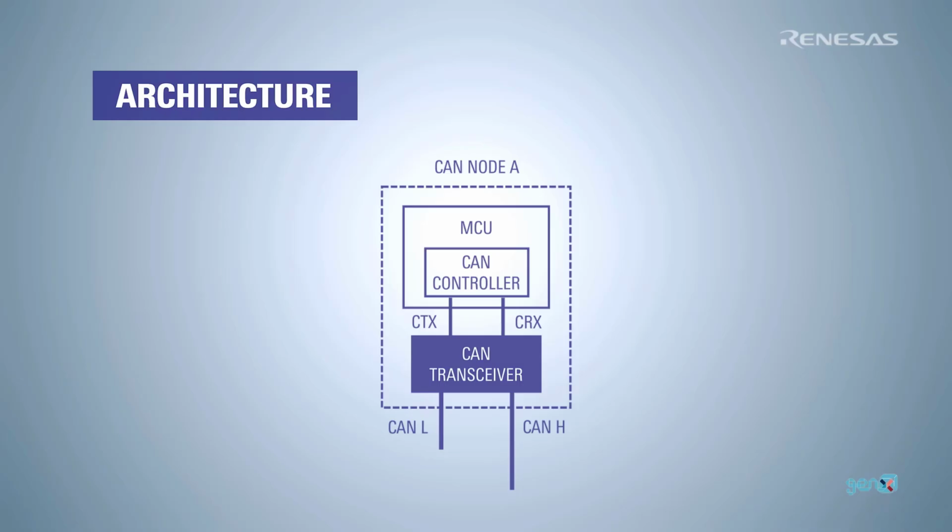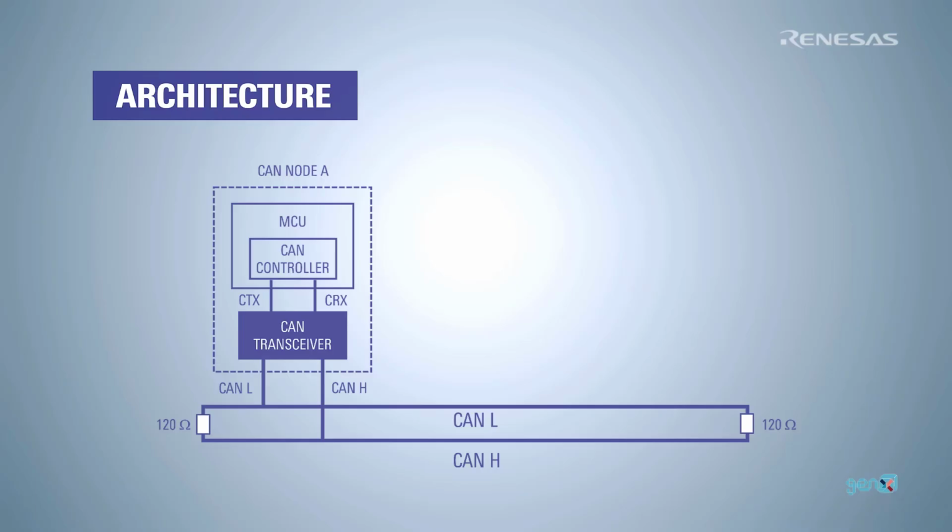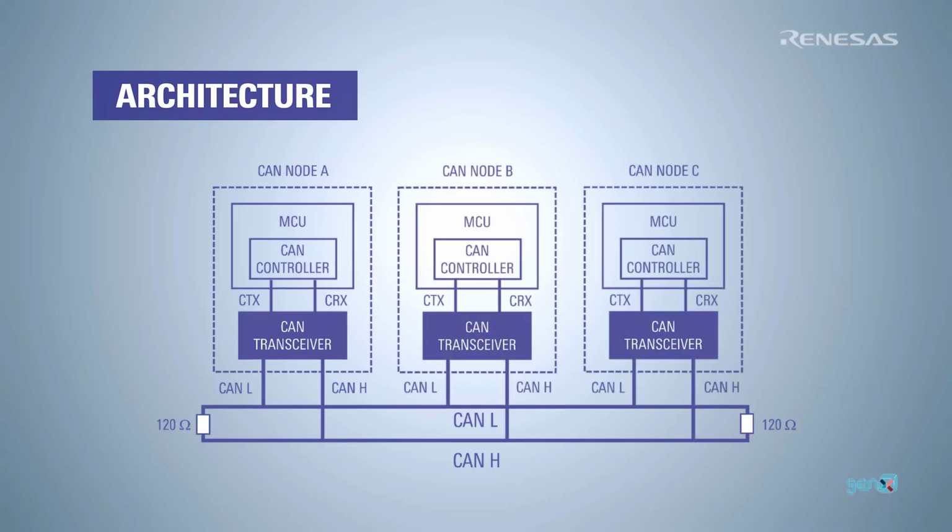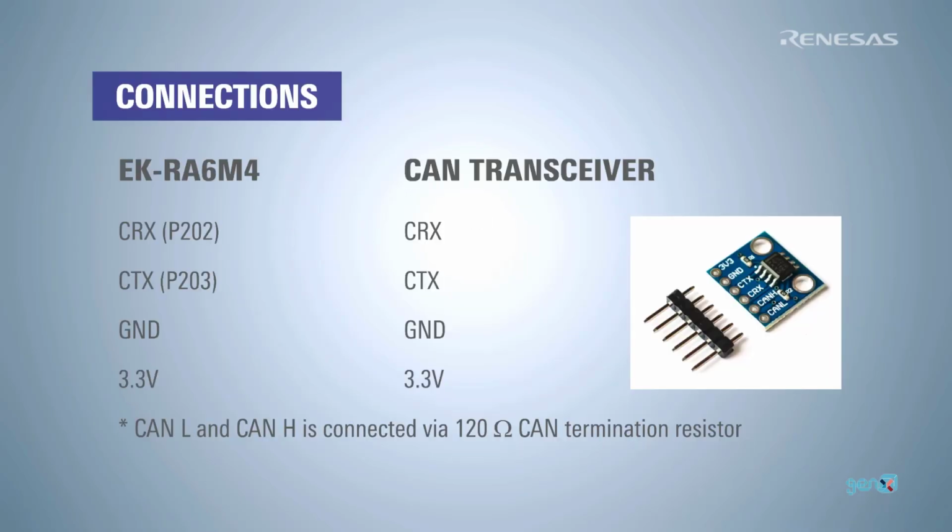The CAN architecture involves a microcontroller equipped with a CAN controller and a CAN transceiver connected to the CAN bus. Data is first exchanged between the CAN controller and the CAN transceiver, which is then relayed to the CAN bus. A common bus allows the nodes to communicate with each other independent of all other nodes. Due to its shared bus, nodes can be added or removed from the system without interrupting the other connected devices.